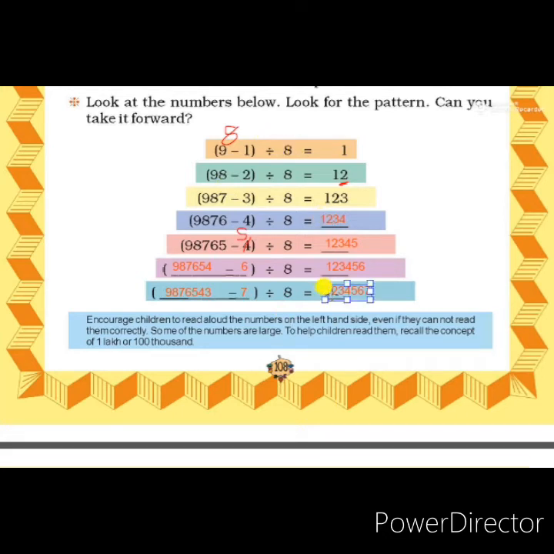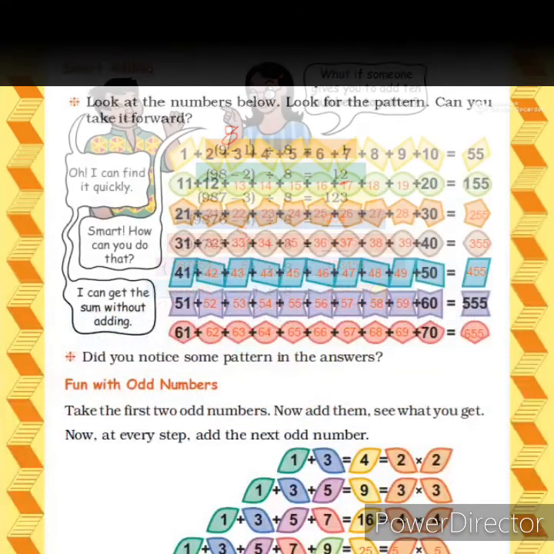In the next step, one more number will come. That means we can add 2 also. That means 98765432. Minus 8, divided by 8. The answer will increase by one more number, that is 1, 2, 3, 4, 5, 6, 7, 8. In this way, if you follow this pattern, we can find up to any level in increasing order. In this way, we have completed this page also. This page you have to complete in the textbook.